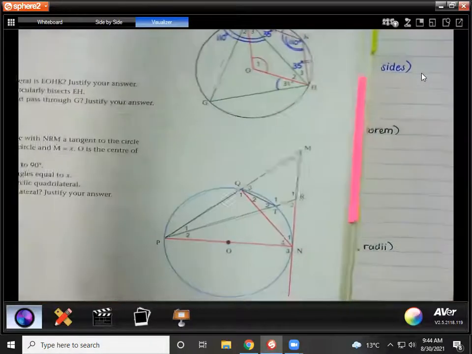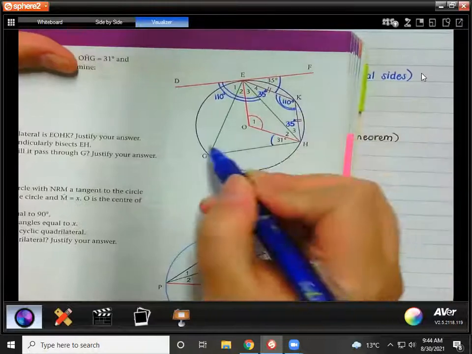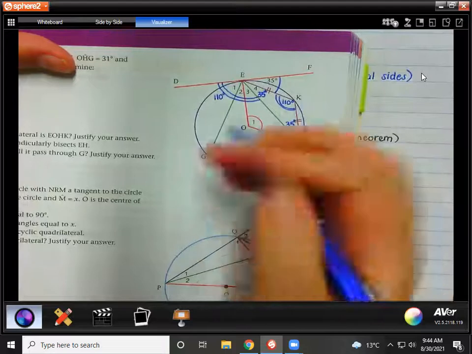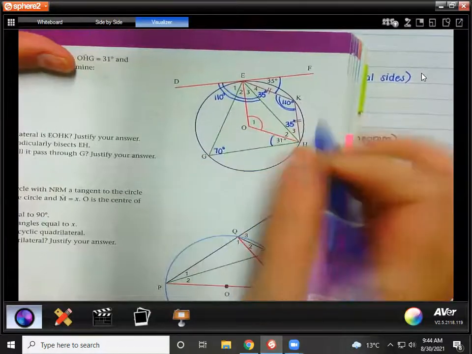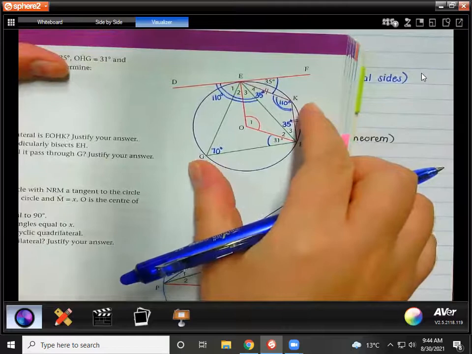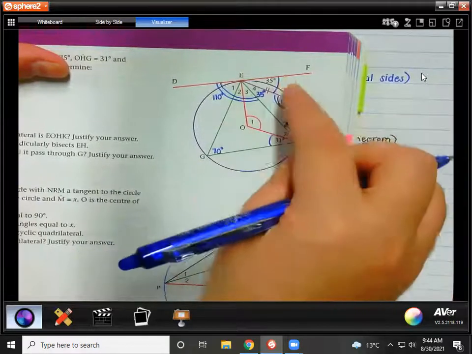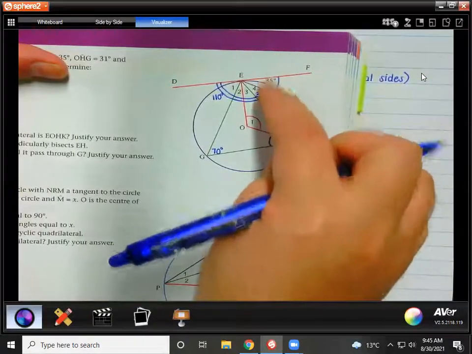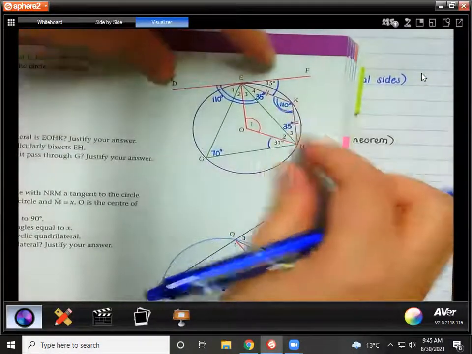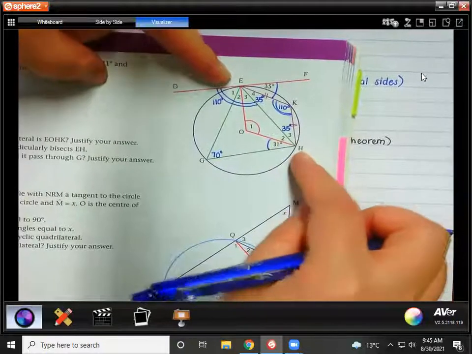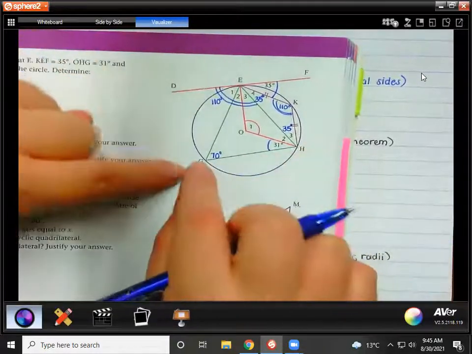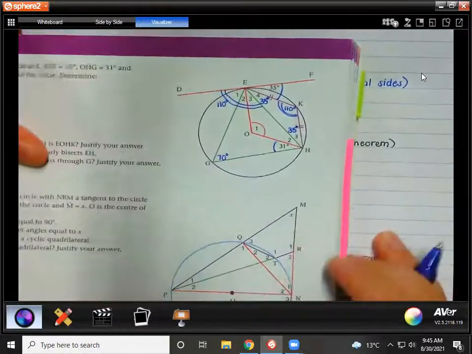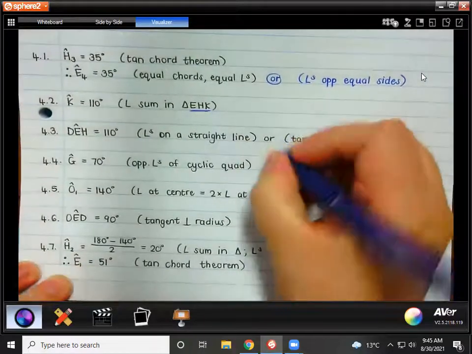And that was a nice and easy one, I think, because we have 110 there. Do we notice this cyclic quad? So 110, so that means that G has to be 70 degrees, opposite angles of a cyclic quad. Or you could have worked with tan chord theorem with that angle there. Are we seeing that 70 degree angle? Because it's 35 and 35. The angle between the tangent and chord EH, so that must be equal to the angle subtended by EH on the other side of the chord. All right, so you could have said tan chord theorem for G as well. Let's add that in.